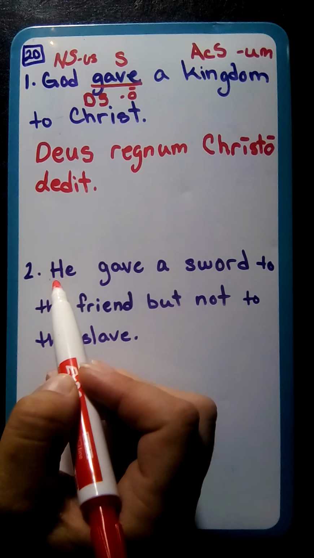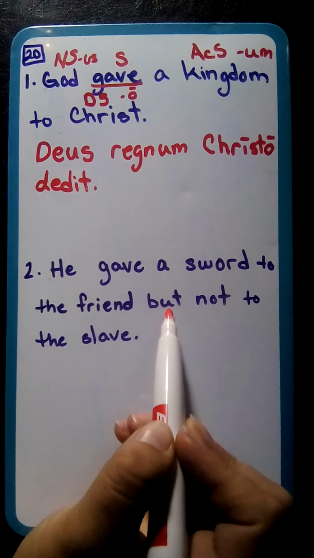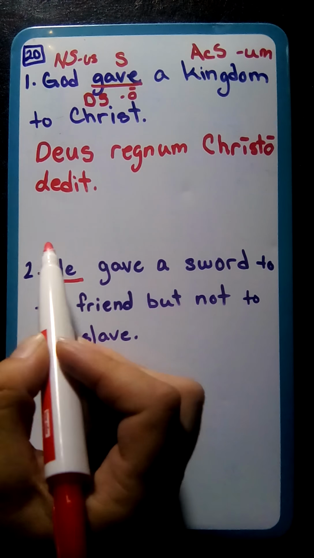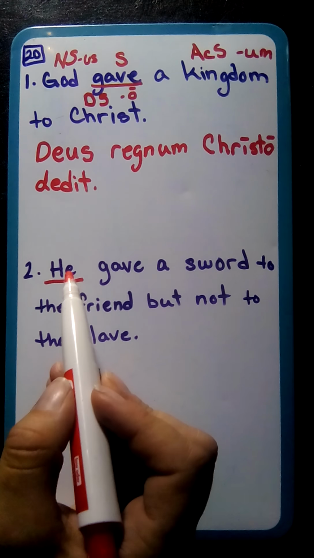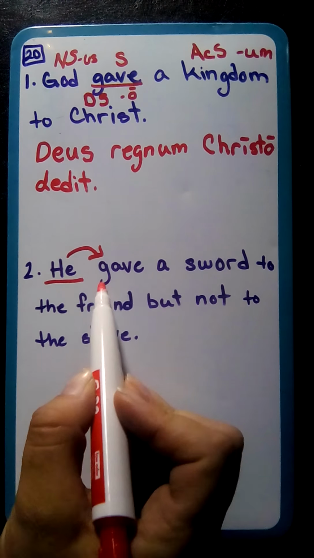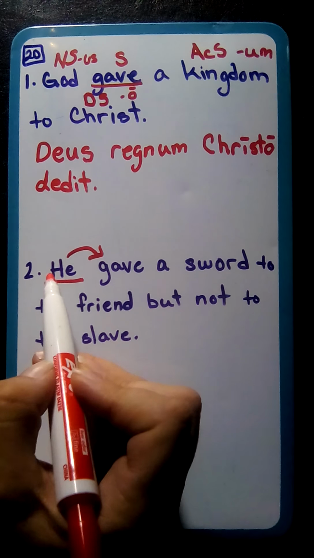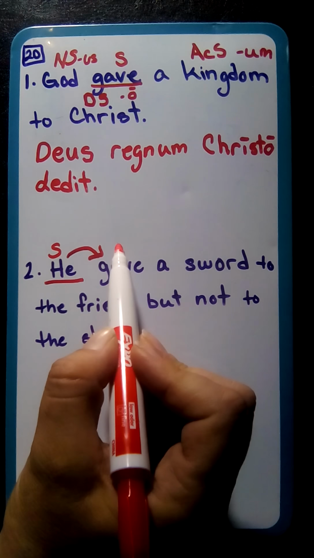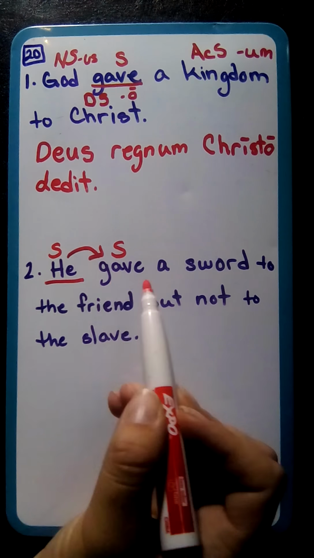All right, number 2 is going to be a little bit trickier. So we have he being our subject. He gave a sword to the friend, but not to the slave. So he is our subject. We don't have God or the sailors or Mary as our subject, so we know that he can be implied in our verb. So gave is dedit or dederunt. He is a singular form. It's just one, not plural. So we know our gave also needs to be singular. So we would be using the dedit.